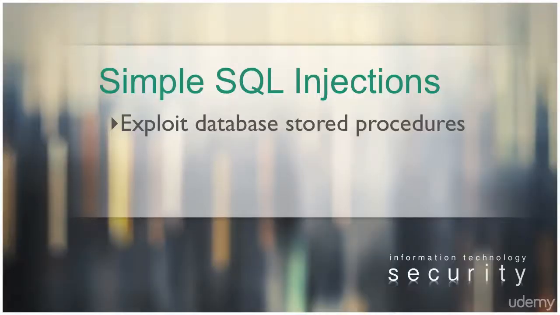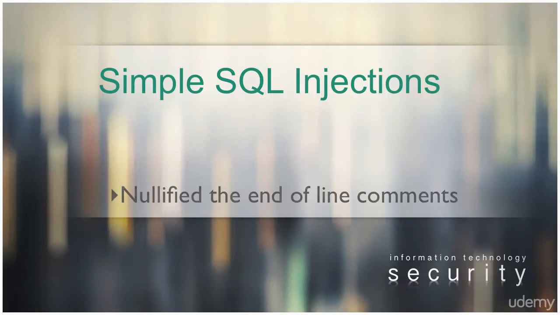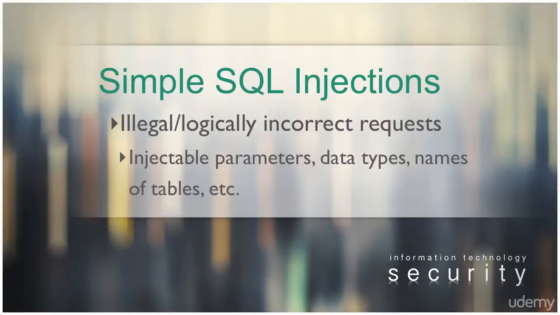That's right. A simple SQL injection script builds a SQL query by concatenating hard-coded strings together with a string entered by the user, like we said. The following are associated with simple SQL injection attacks. Attackers exploit database stored procedures to perpetuate their attacks. After injecting code into a particular field, legitimate code that follows is nullified through the use of end-of-the-line commands. An attacker may gain knowledge by injecting illegal or logically incorrect requests, such as injectable parameters, data types, names of tables, and a whole bunch more.